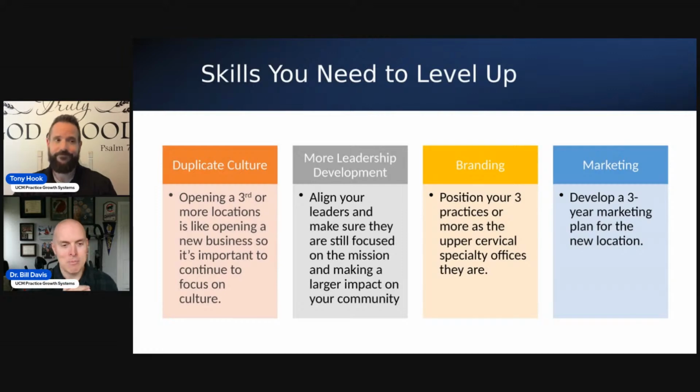And then do the things that made that successful in the fourth location, right? You have to just keep doing the same things in order to make them continue to be successful. So continue to invest in your leaders.